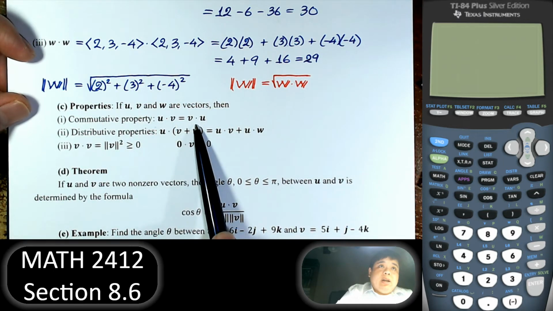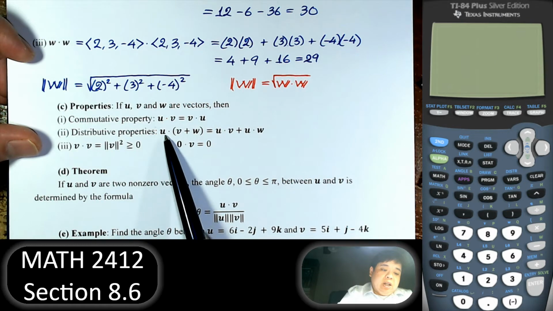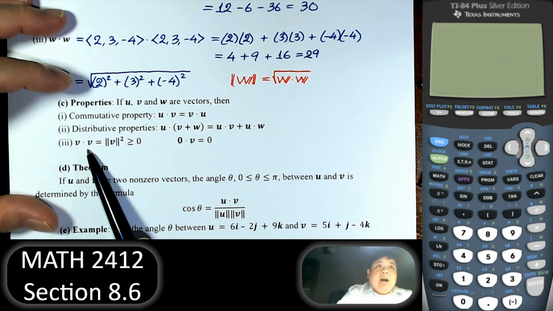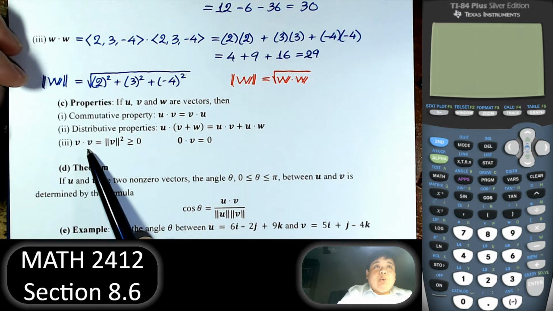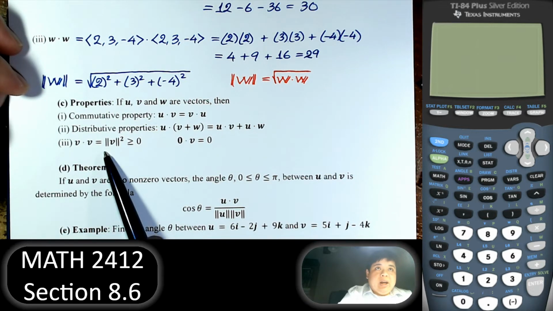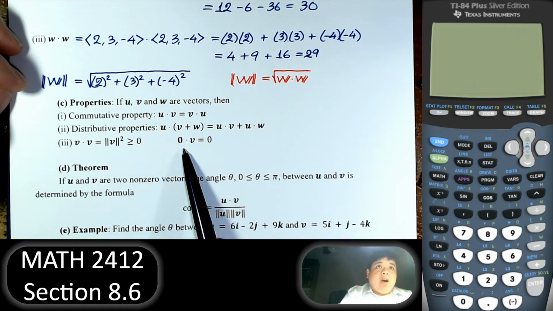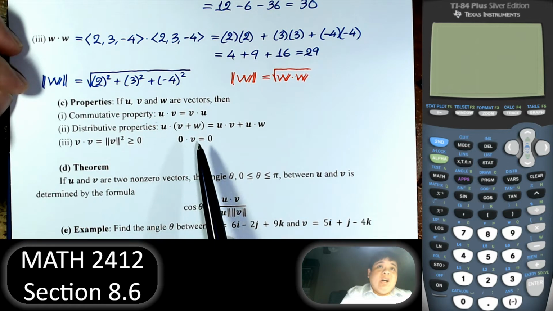Dot product is commutative and also has distributive properties. The dot product of a vector with itself is the magnitude squared, and a zero vector dotted with any vector is equal to the number zero.